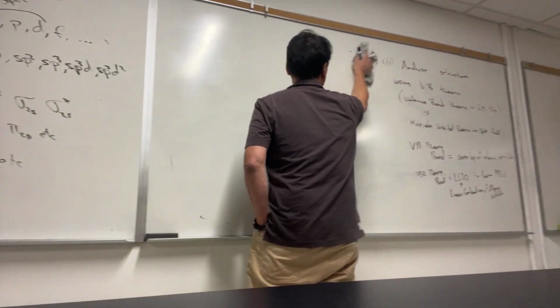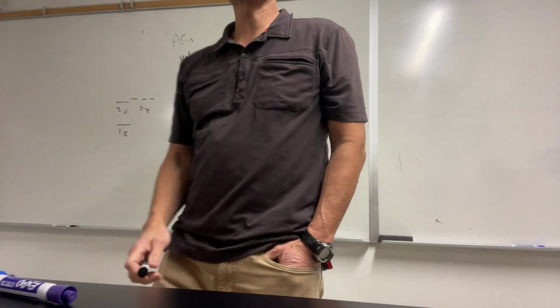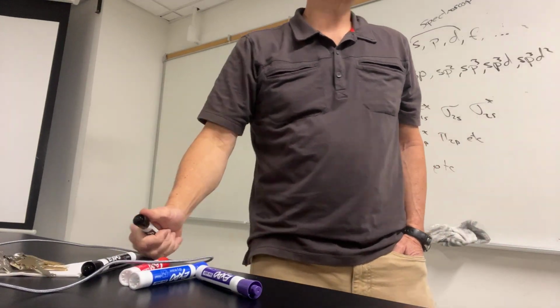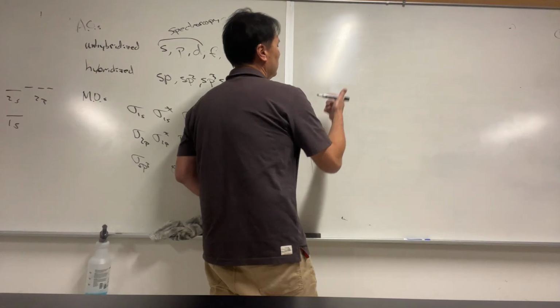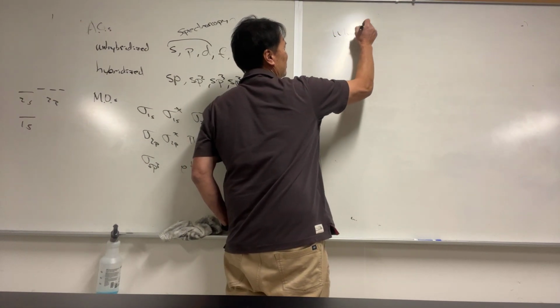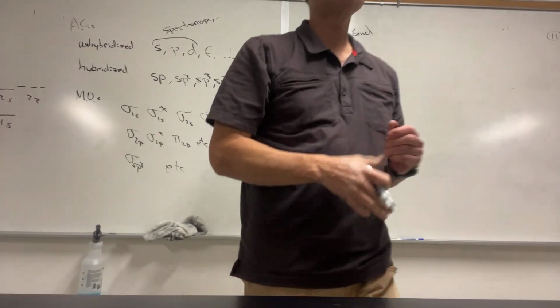So chapter 10, I think, starts with valence bond. I kind of wanted to talk about valence bond right now. When you look at chapter 10, it starts with why bond. Not everything bonds. You know what doesn't form bonds?